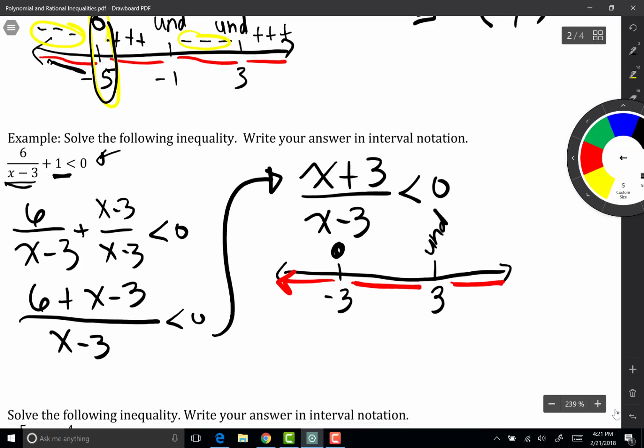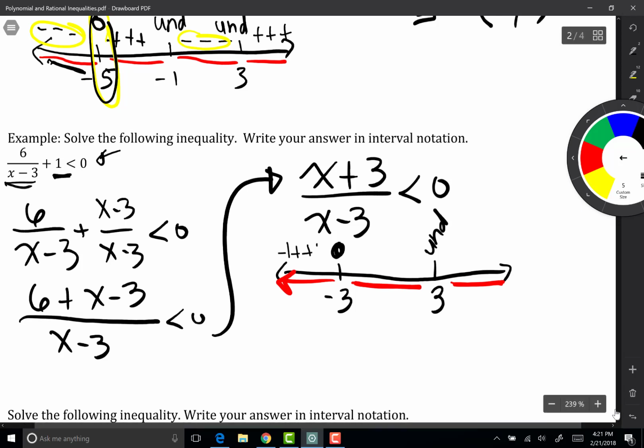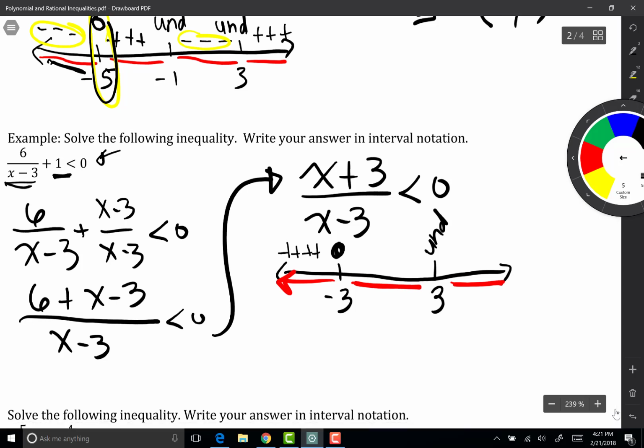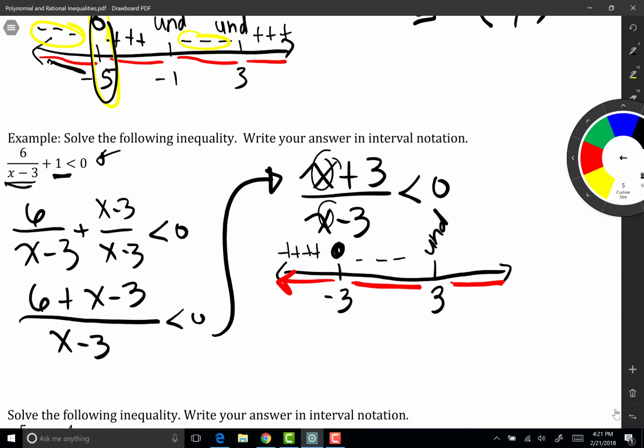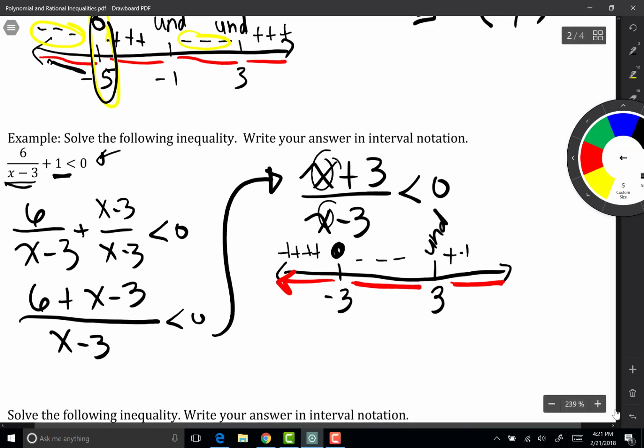When I pick test points, if I plug in -4, I'm going to get a positive interval here. If I pick something between -3 and 3, say 0 as my test point, and I plug in 0 for this x and this x, I'm going to get a negative number. And then if I pick something bigger than 3, say +4, I am going to get a positive number.